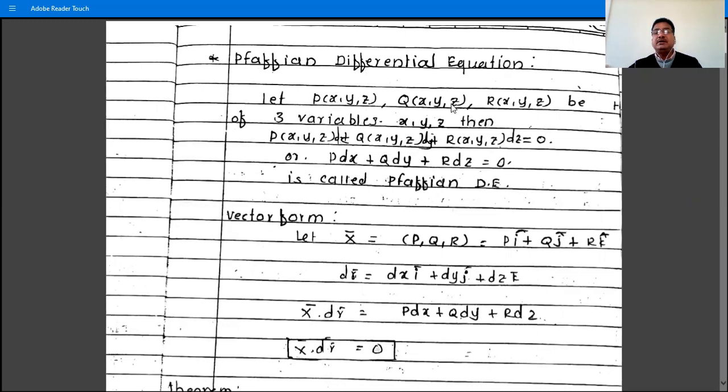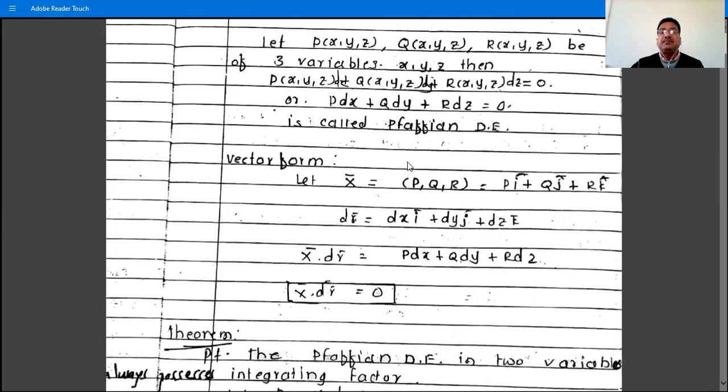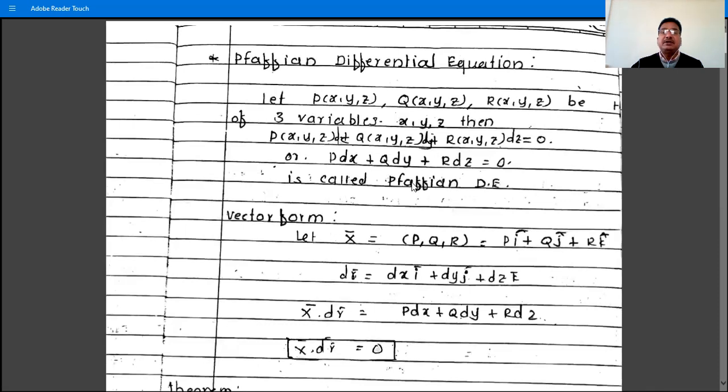Let P(x,y,z), Q(x,y,z) and R(x,y,z), meaning P, Q, R are functions of the three variables x, y, z. Then P dx plus Q dy plus R dz is equal to 0, or simply P dx + Q dy + R dz = 0, is called a Pfaffian differential equation. A very simple definition of a Pfaffian, or total, or single differential equation.